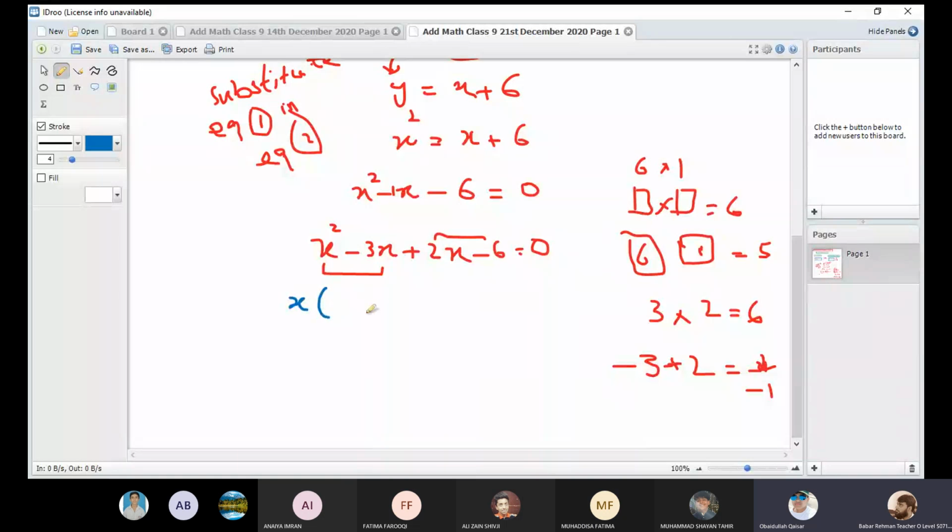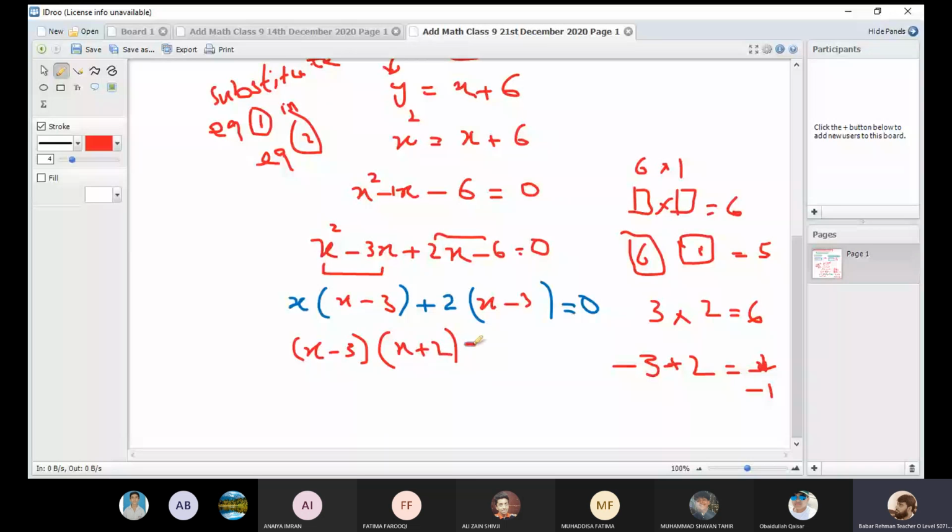x is now common. What should be left in the bracket? X minus 3. Okay, let me take my own red pen. This is x minus 3 that is left. When you take x common, x minus 3 is left, and from 2x, x plus 2 is left. When two brackets are the same, it means you are doing it correct. x minus 3 and then x plus 2.